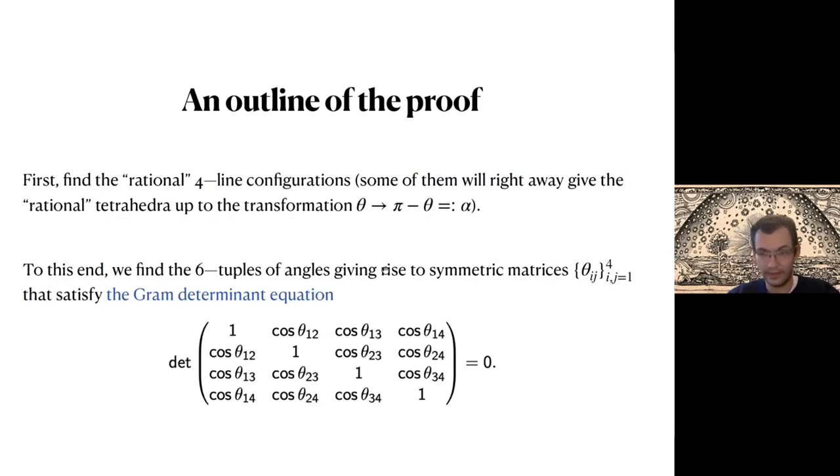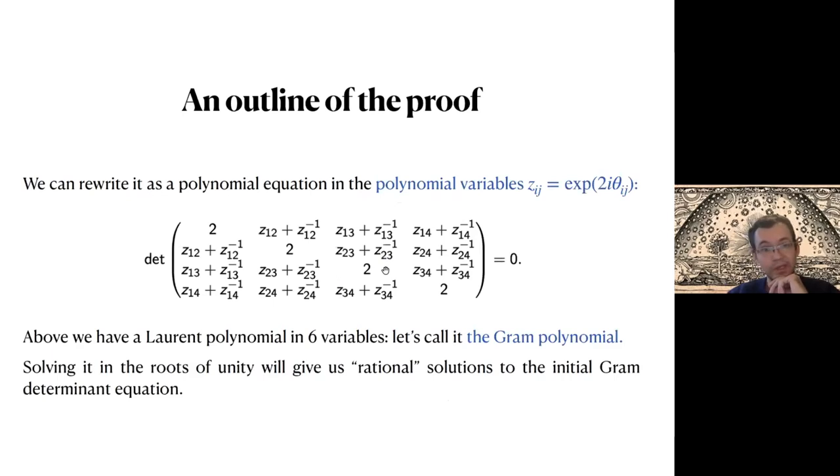So now we have four lines and we have six angles between those lines. And we know that because we have four lines, the Gram determinant has to vanish. This is a necessary condition. We can also write down this Gram determinant in polynomial variables. And so we will get a polynomial that is going to be called the Gram polynomial.